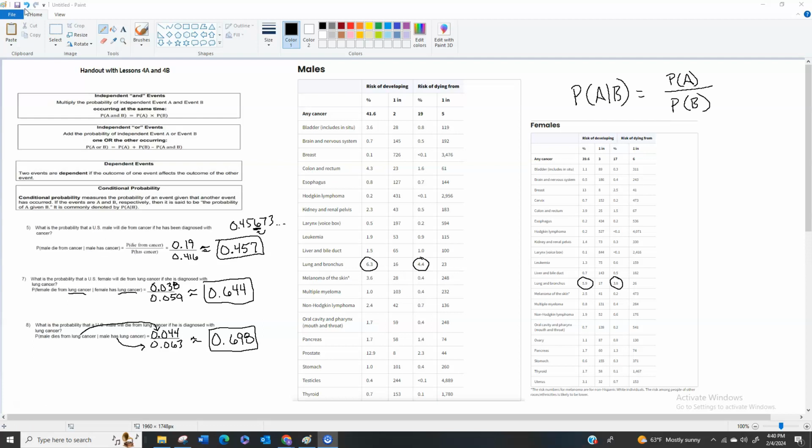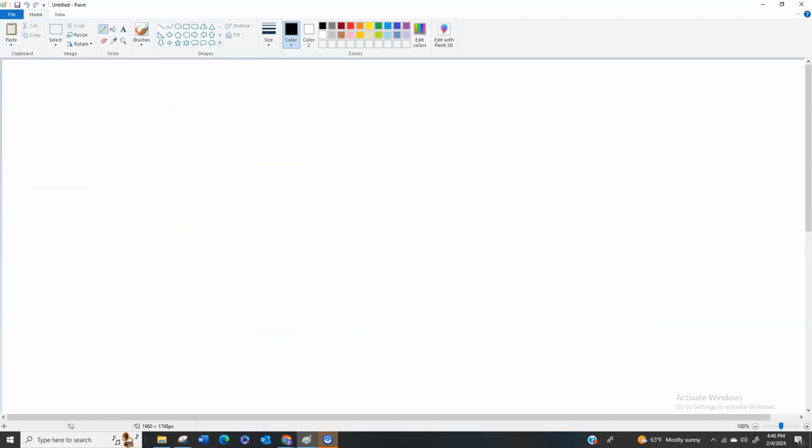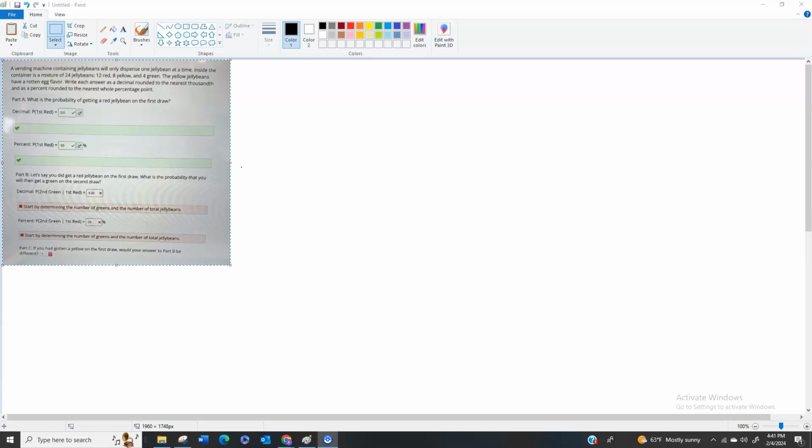Okay, so let's go on to the next thing that I was asked about. And that was a question out of the online homework. So these are problems on independent and dependent events again. So in this one it says that you have a vending machine containing jelly beans. It will only dispense one jelly bean at a time. There's 12 red, 8 yellow, 4 green. And the yellow jelly beans have a rotten egg flavor, so of course you don't want to get that one. I'm going to draw a picture of this really quick. Okay, so here's the jelly beans drawn out. Again, we have 12 red, 8 yellow, and 4 green.